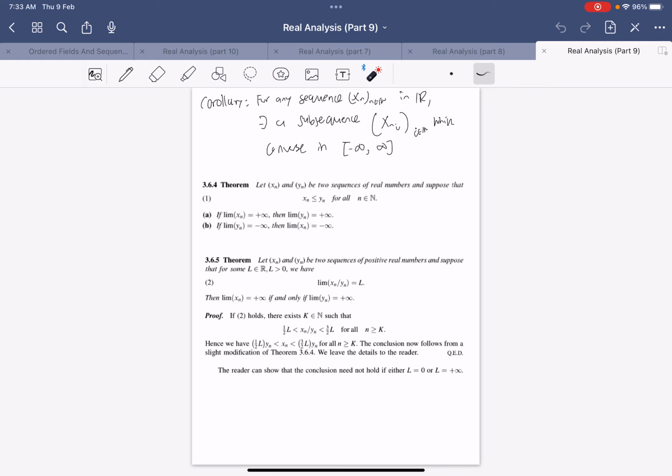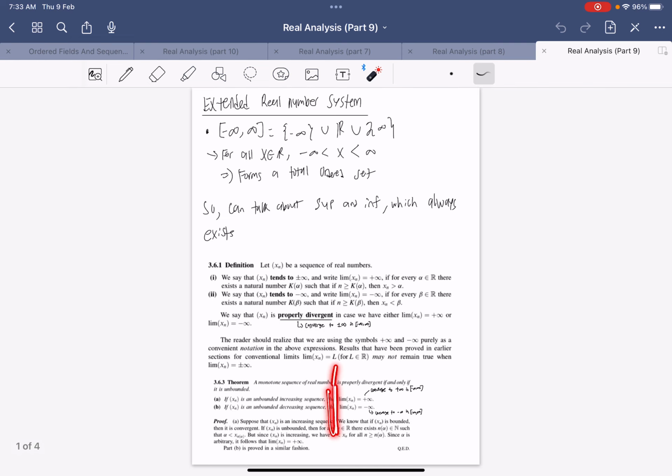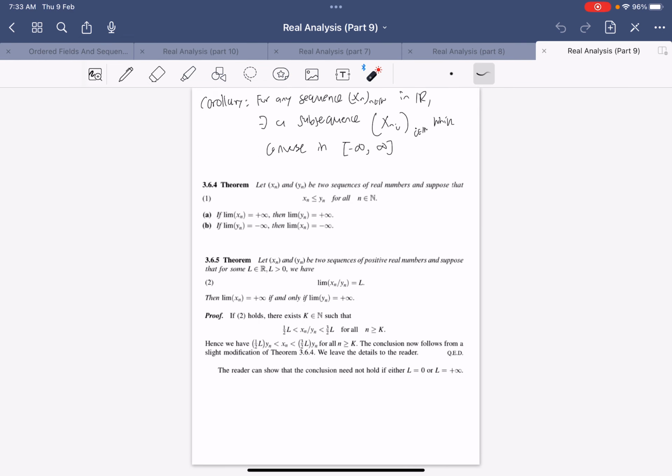I hope the proof is very clear, and really you can make use of the fact that if yn is greater than xn and xn converges to infinity, it means xn is unbounded, and so yn is unbounded, and thus yn converges to infinity. You can prove part B similarly, and I won't go through that, but you can also read the textbook for the answer.